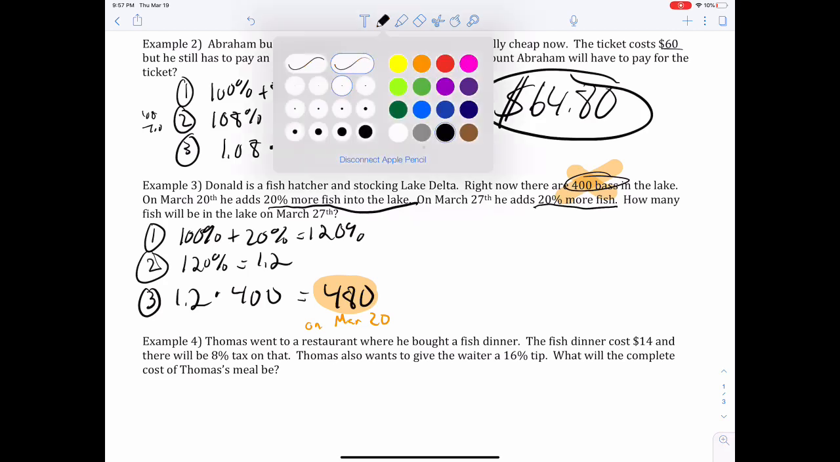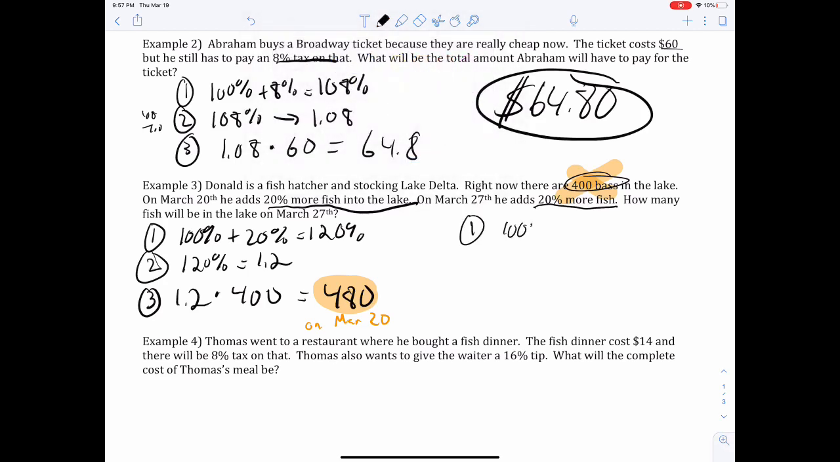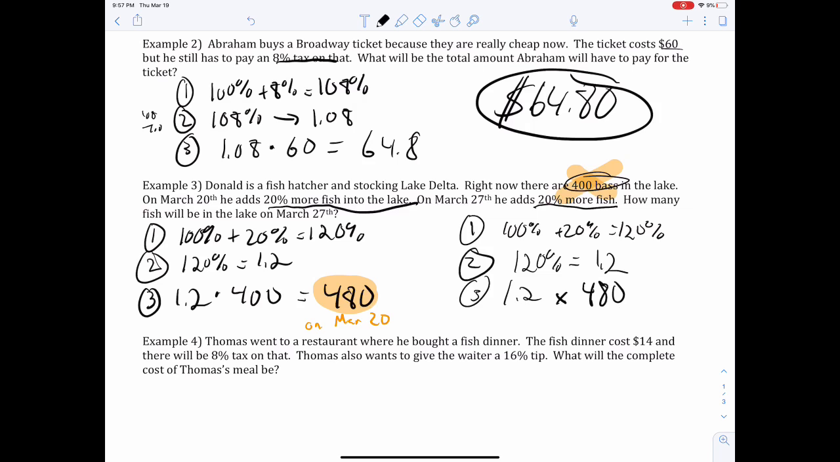So we'll go through the same steps here. Again, 100%, add on 20%, you'll get 120% using the new way. 120% is 1.2. Then we'll do 1.2 times 480. Then you go to your calculator. You should get 576 fish swimming in Lake Delta, which opening day is coming up. That could be pretty fun.